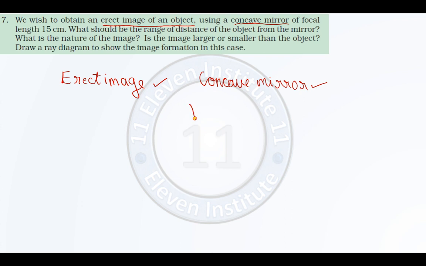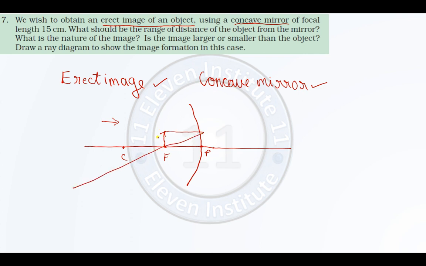So let us first take an example over here. Suppose I draw a concave mirror over here. This will be our principal axis, this will be pole, this will be focal point, and this will be our center of curvature. And we very well remember that when you place the object over here at infinity, the image will be formed at focal point, that will be real and inverted. As you move the object forward, the image will come this side, but it will be real and inverted up till this point. When you place the object at focal point, the image is formed at infinity.